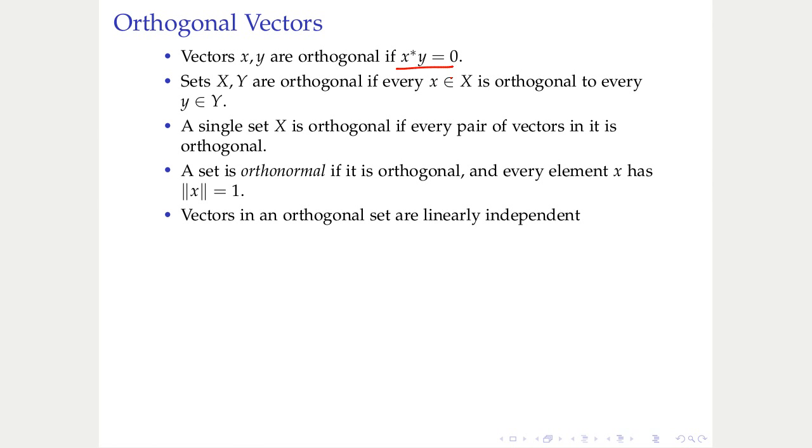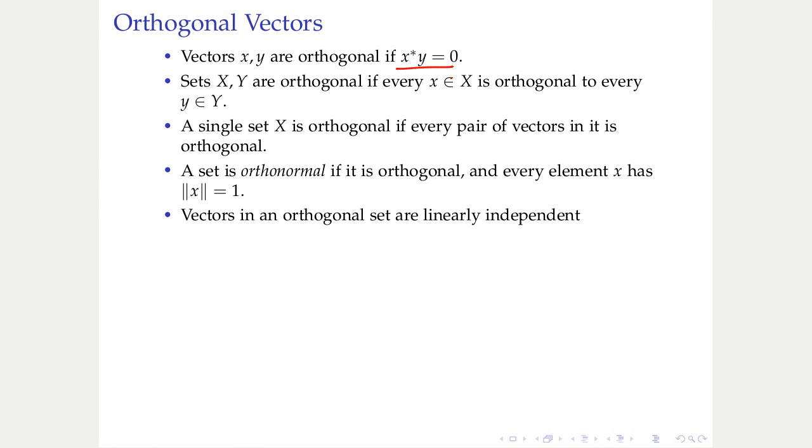We can easily generalize this to two sets, big X and big Y. We say they are orthogonal if you take one vector from one set and one vector from the other set, and they are orthogonal, that is, their inner product is 0. And if that's true for every possible pair you can choose, then the sets themselves are orthogonal.